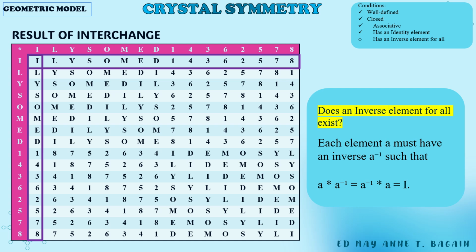So the next thing that we need to check: does an inverse element for all exist? Each element A must have an inverse A inverse, such that A star A inverse equals A inverse star A equals I. So if we can see an I in all of the columns and rows, it means that we have an inverse element for all, because anything that you multiply with its inverse element should be equal to I.